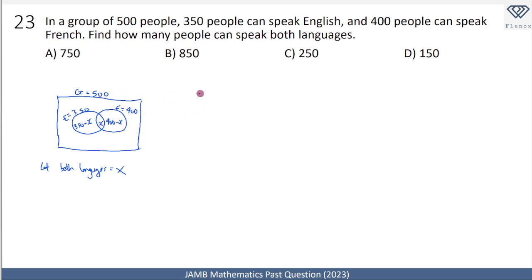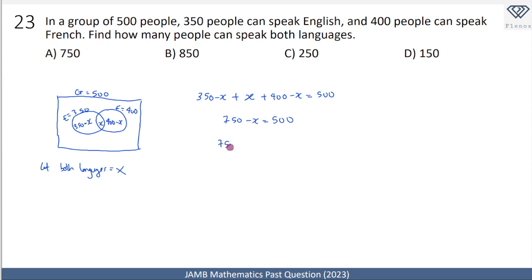So we write that out as: 350 minus X, which is those that speak English alone, plus X, those that speak both languages, plus 400 minus X, those that speak French alone, must equal 500. We collect like terms, this cancels out this, and we're left with 350 plus 400, which gives 750, minus X equals 500. So I can collect like terms, bring X to this side and bring 500 to this side.